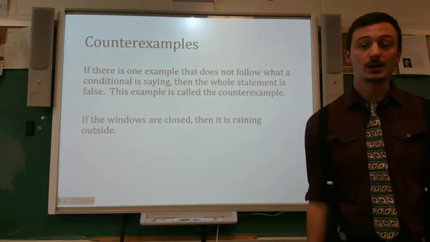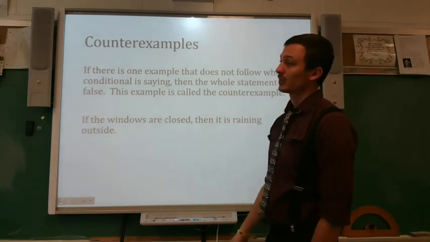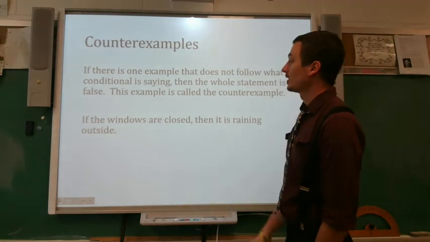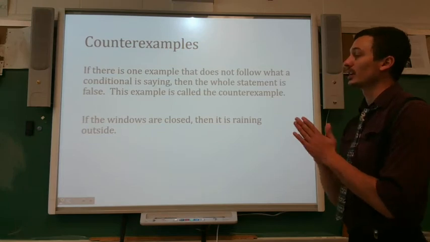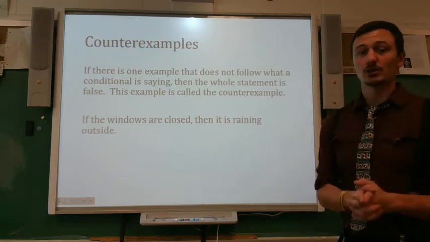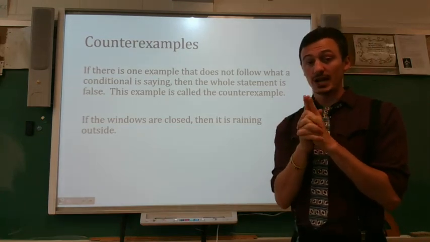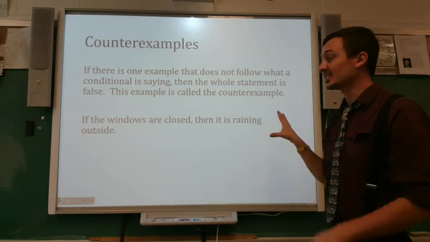Yes, so now we're going to talk about counterexamples. So counterexamples are, if there's one example that does not follow what a conditional is saying, then the whole statement is false. This one example is called a counterexample. Now, there could be more than one, but if you find at least one counterexample, the whole statement is false.